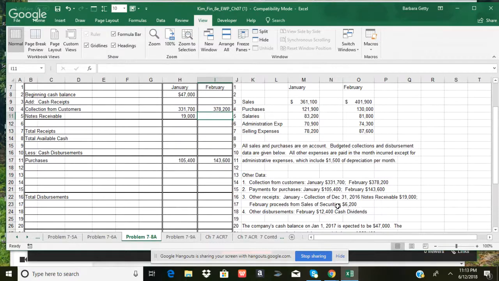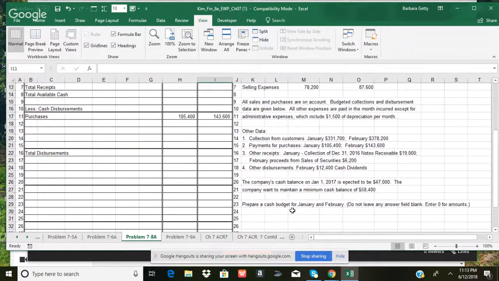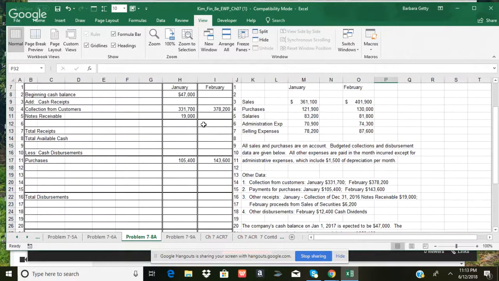tell us one for February, but it gives us something else for February. And it tells us down here when we prepare a cash budget, it says do not leave any answers blank. Enter 0 amounts. So that's what I'm going to do up here. Under notes receivable, I'm going to put a 0 in there.